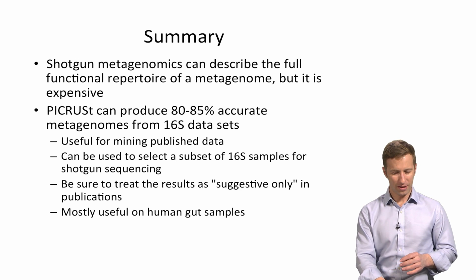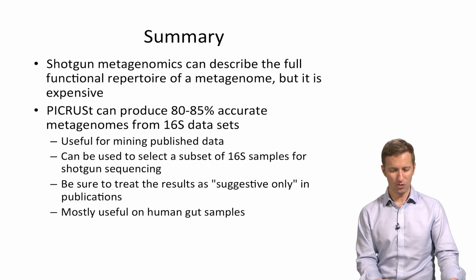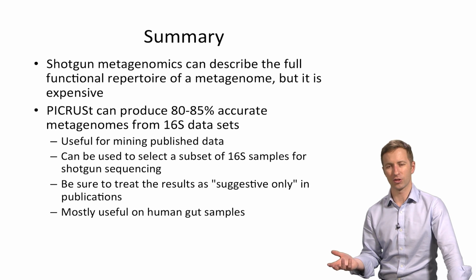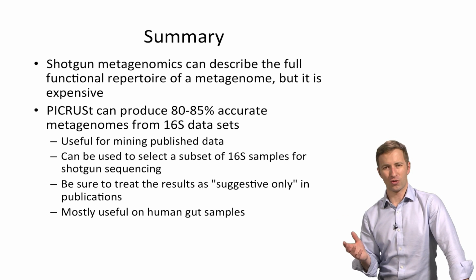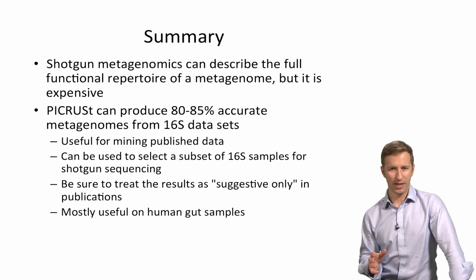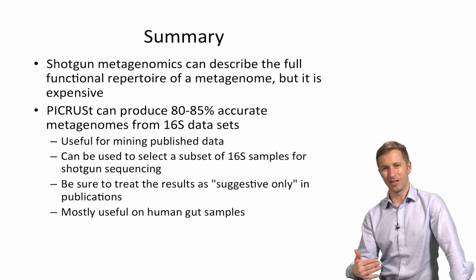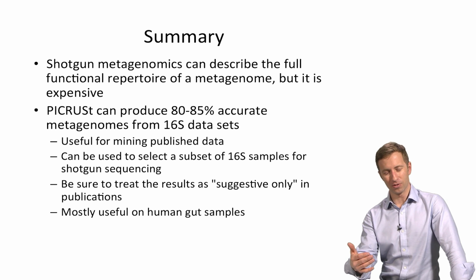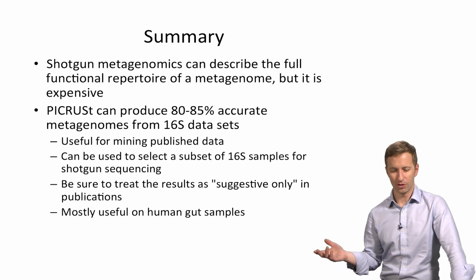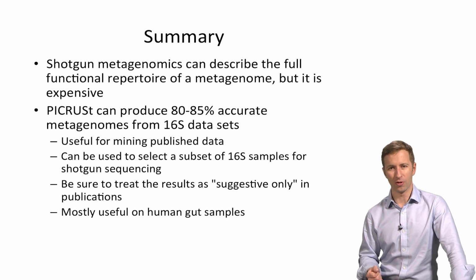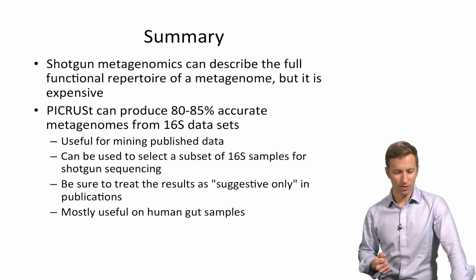I would recommend that when you're writing up PICRUSt results, you describe them as being suggestive only, because this helps people understand that you don't think that you actually know what genes are there. You know that they're just predictions. So I'm always careful to just have a little disclaimer there whenever I'm reporting the results. And as I mentioned, they're mostly useful on human gut or mouse gut, and especially in the mammalian samples too.